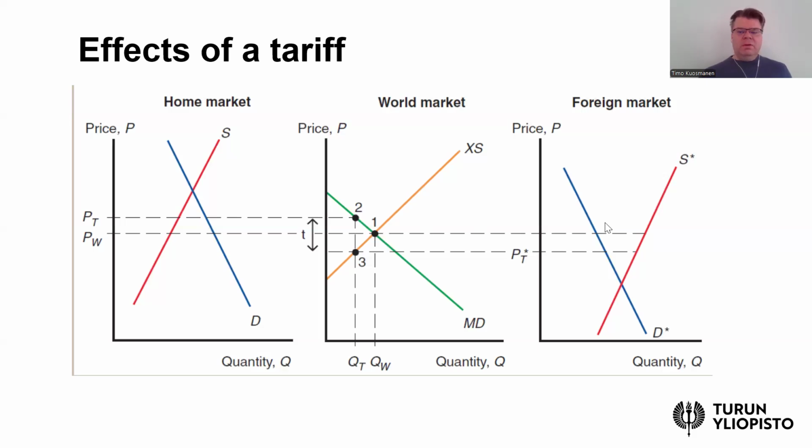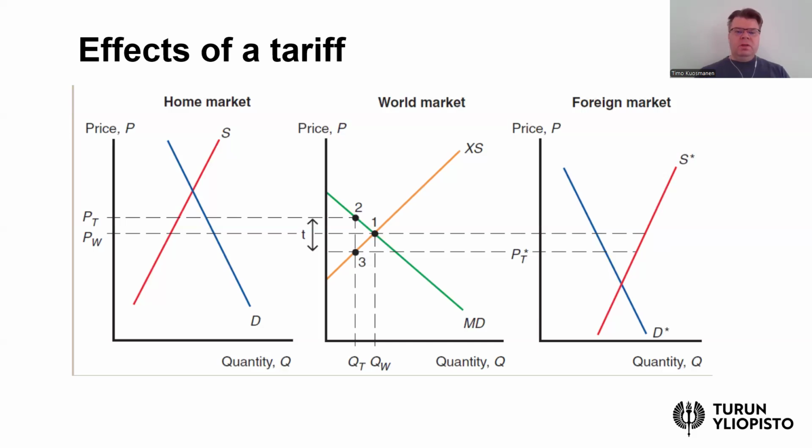And then if we think about the foreign market, oppositely, at the initial equilibrium price of the world market, the supply is greater than demand, so this foreign market is exporting the difference. This difference in the foreign market must be equal to the difference in the home market, so that the foreign market exports the amount that the home market is importing in this two-country example.